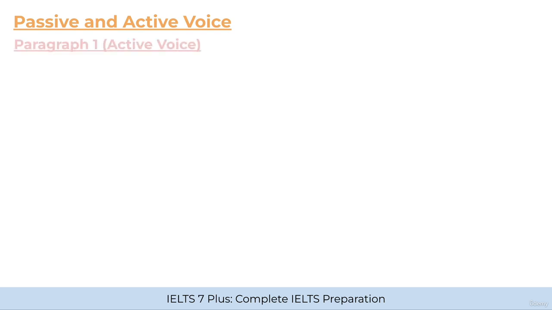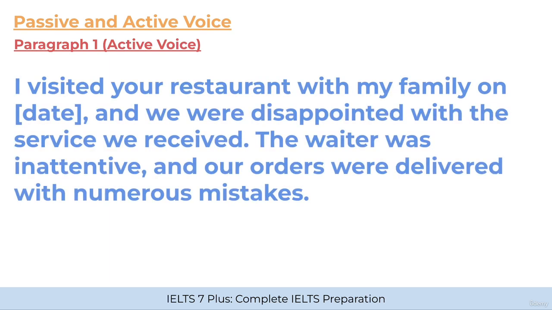Okay, so letter writing, let's start with paragraph 1, and you can see an example of that in the active voice here. So you could say, I visited your restaurant with my family on, and we were disappointed with the service we received. The waiter was inattentive, and our orders were delivered with numerous mistakes. Okay, so active voice, so where is the emphasis? The emphasis is on the subject, not so much on the object, but we're really focused on who is doing the actions here.